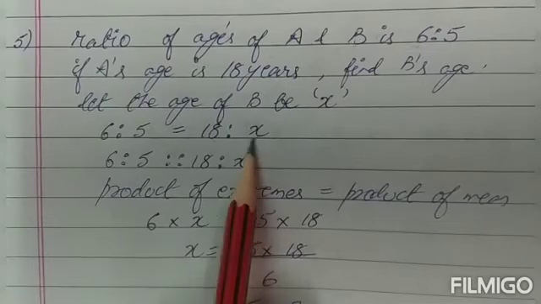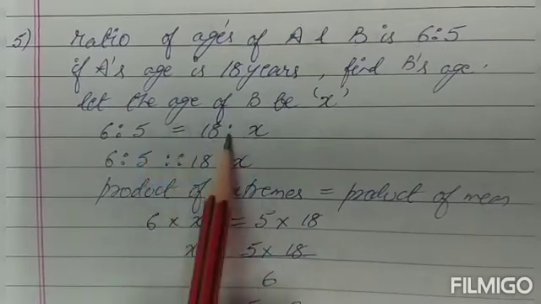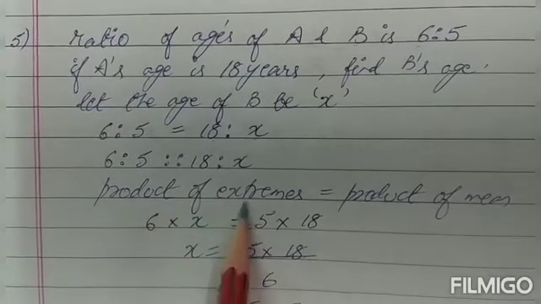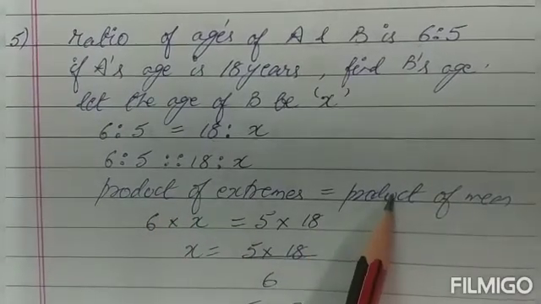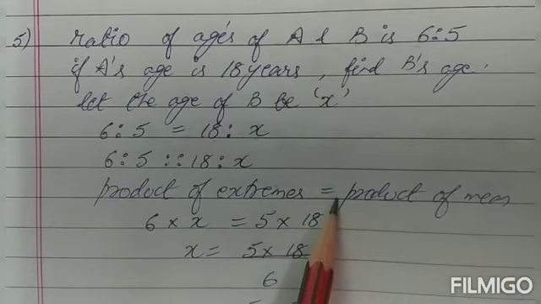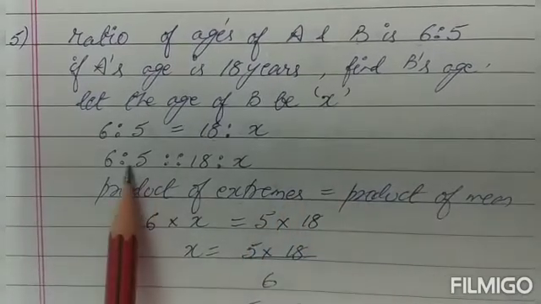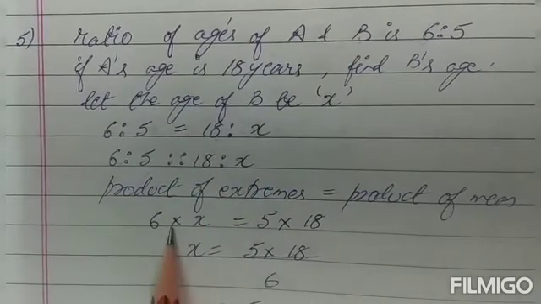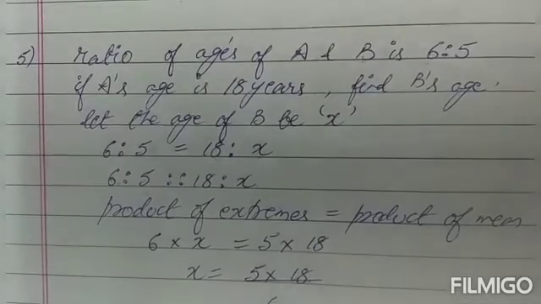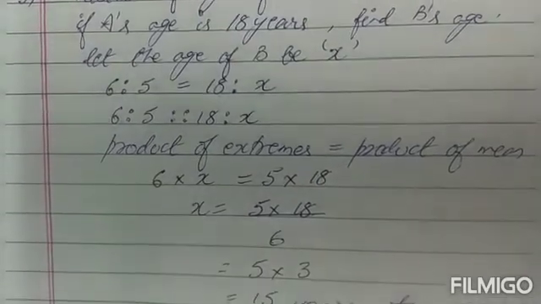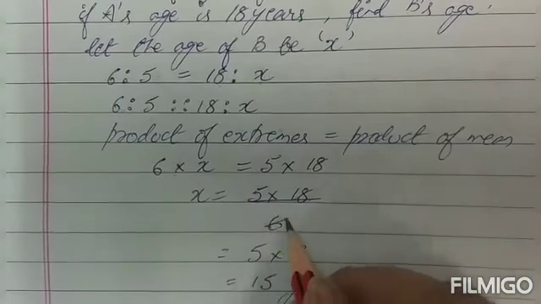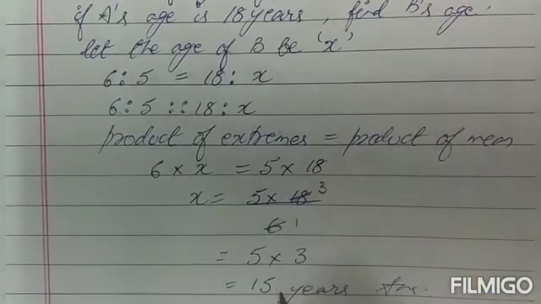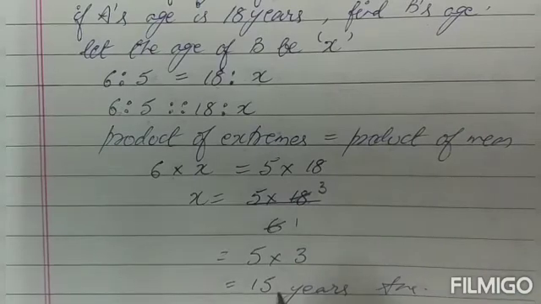Now because both the ratios are equal, they can be written as a proportion, children. Use the same formula, product of extremes is equal to product of means, or you can write product of means is equal to product of extremes, it will make no difference. So 6 into x is equal to 5 into 18. Now 6 will be removed from this side, it will go in division, and now you can reduce it, children. How? 6 1s are 6 and 6 3s are 18. Now 5 into 3 will give us how many years? 15 years.